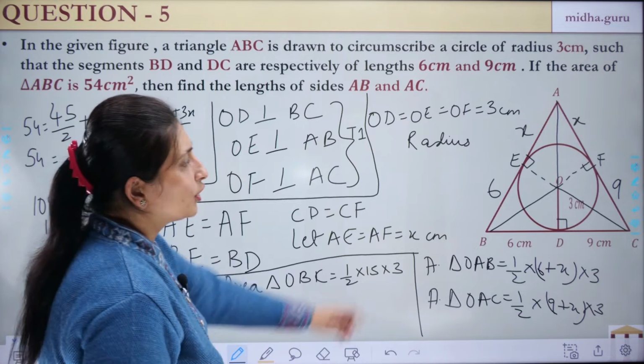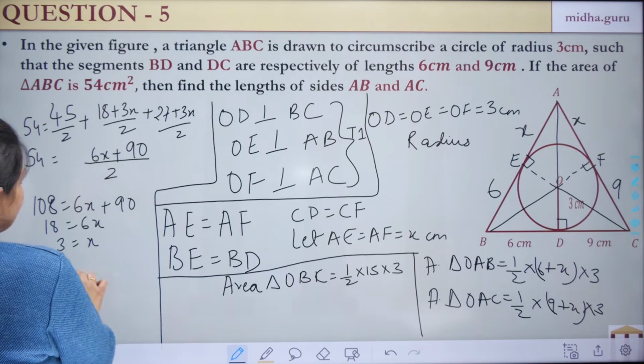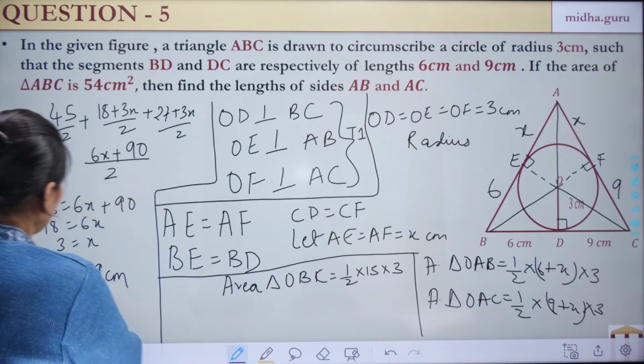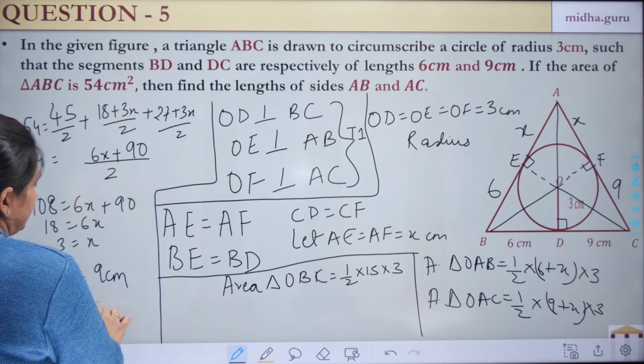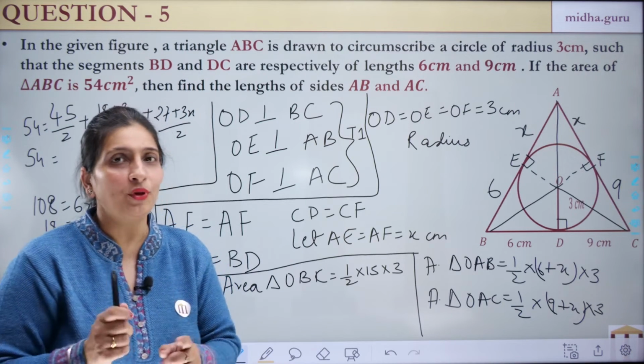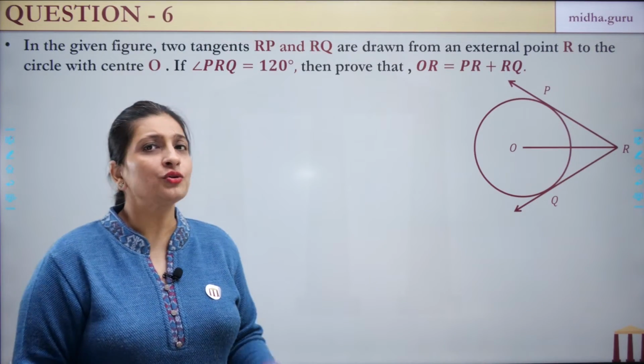X is 3. What will be AB? Of course 6 plus x. So AB is 9 centimeter. And next, what is AC? Which is 9 plus x. It is 12 centimeter. So we have calculated AB and AC. How many of you have got the correct answer? Just tell me down. Let's move on to the next question.